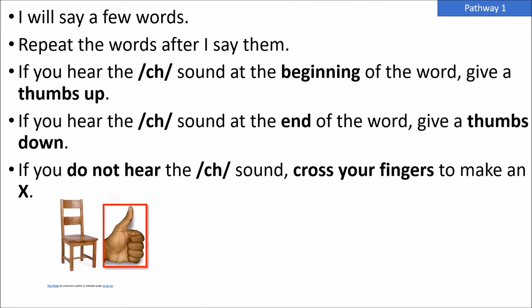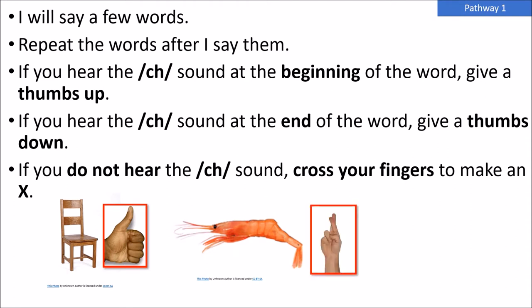If you gave a thumbs up, you are correct. You hear the ch sound at the beginning of the word chair. The next word is shrimp. Thumbs up, thumbs down, or should you cross your fingers to make an X? Shrimp. If you crossed your fingers, you are correct. You do not hear the ch sound in the word shrimp.